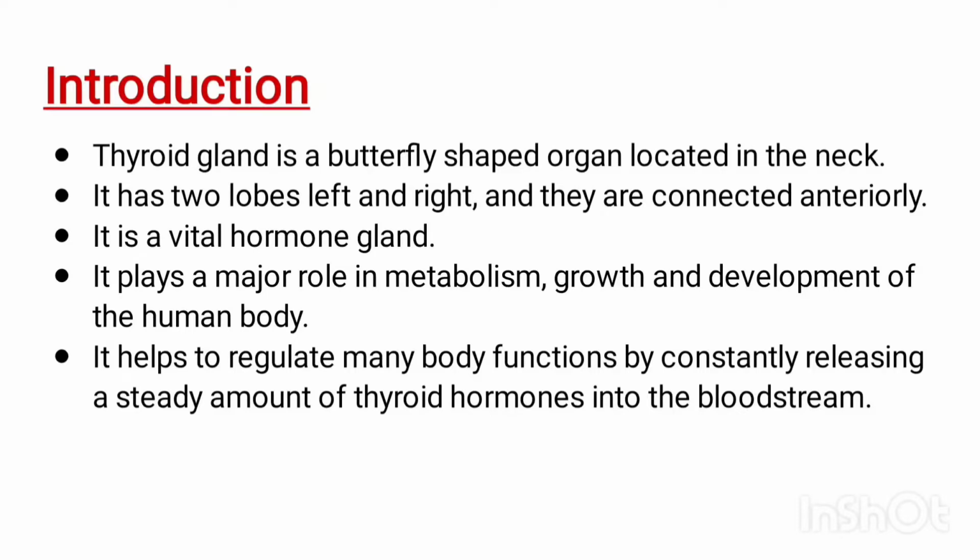So first we will start from our introduction about thyroid gland. Thyroid gland is a butterfly shaped organ located in the neck. Actually it is present in the anterior part of our neck. Has two lobes, left and right. They are connected anteriorly. It is a vital hormone gland. It plays a major role in metabolism, growth and development of the human body. It helps to regulate many body functions by constantly releasing a steady amount of thyroid hormones into the bloodstream.